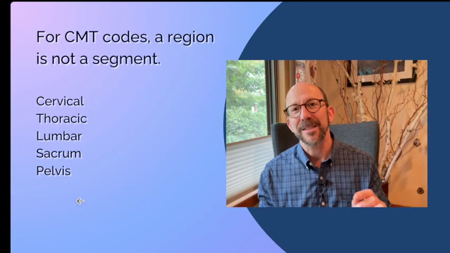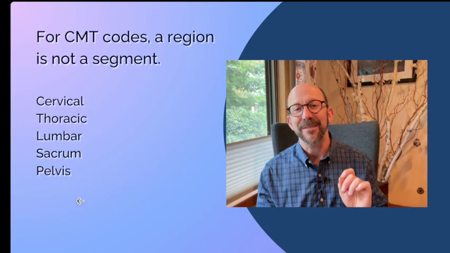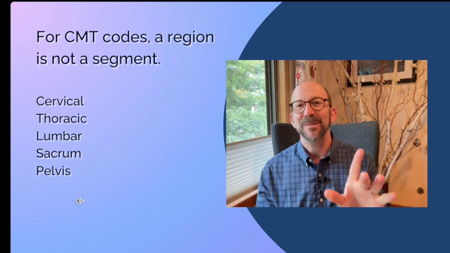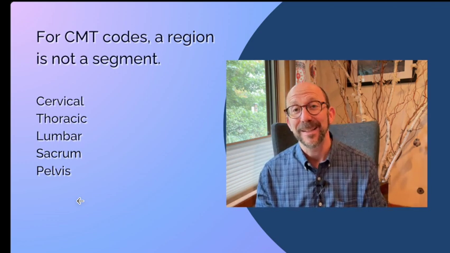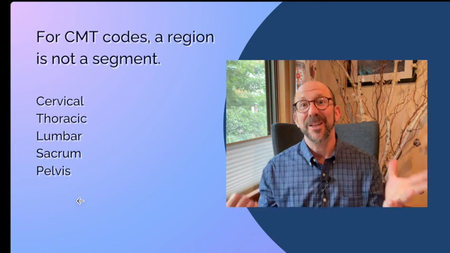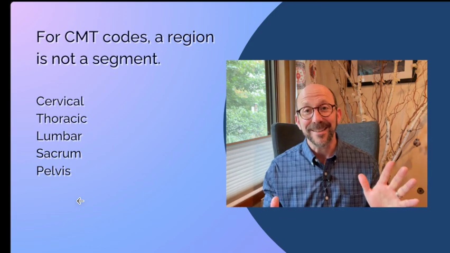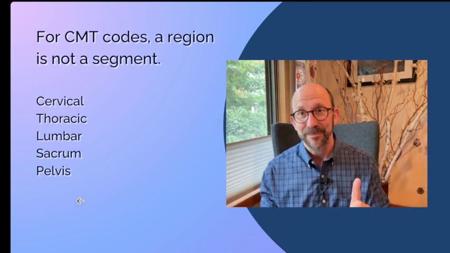For the purposes of using the CMT code, a segment is not a region. If you adjust C2 and C5, that's one region because they're both in the cervical spine. If you adjusted all 7 cervical segments, that's still one region.